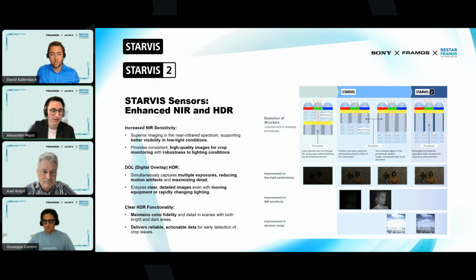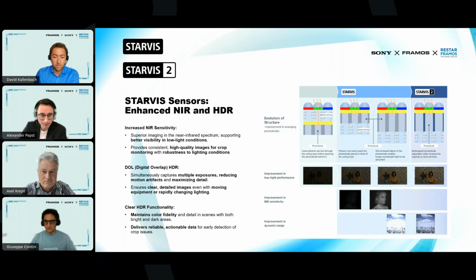Again, those sensors really offer an increased and very exceptional NIR sensitivity. And if the IMX900 series is good at NIR, the Starvis sensors are exceptional, really better here. And this increased sensitivity supports better visibility in low light conditions, which is then also critical for extended operational hours. With Starvis sensors, you get consistent high quality images for crop monitoring with real robustness to lighting conditions.